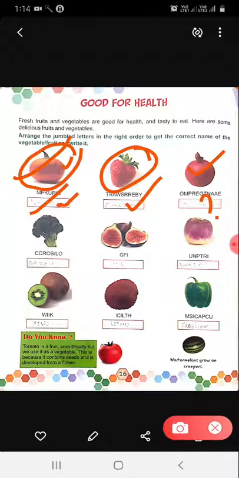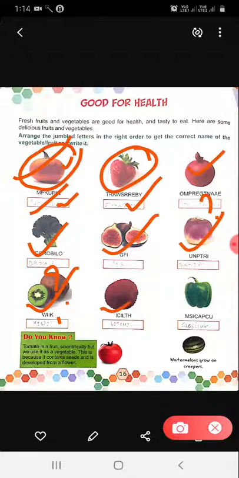Pomegranate. Now this vegetable, what is the name of this vegetable? It is broccoli. And the next is fig. The next is turnip. I know you all know the name of this fruit. What is the name of this fruit? It is kiwi.